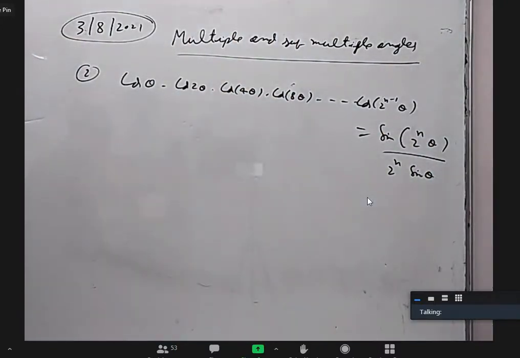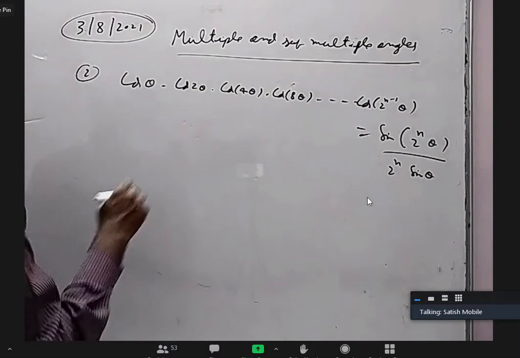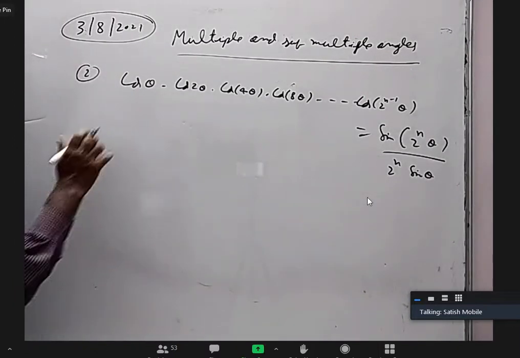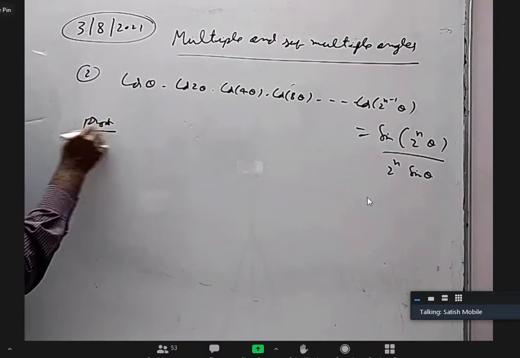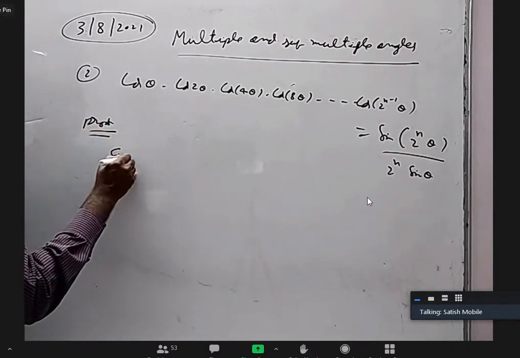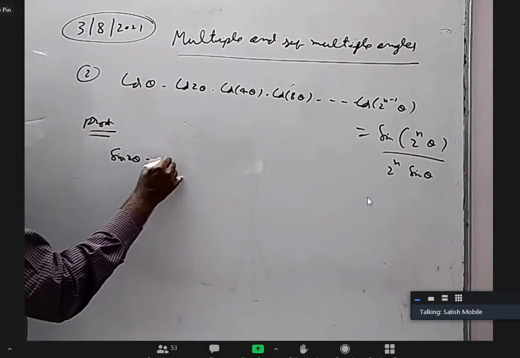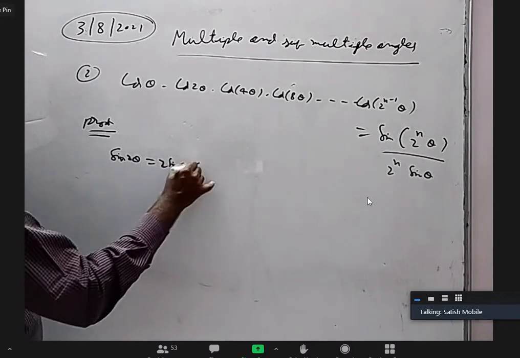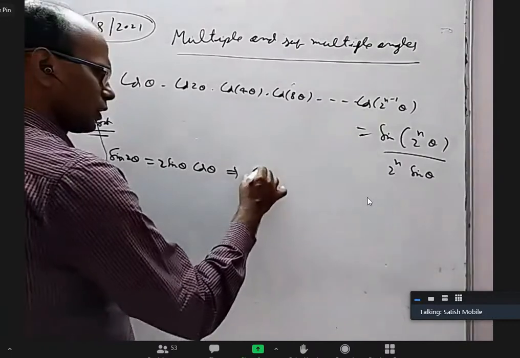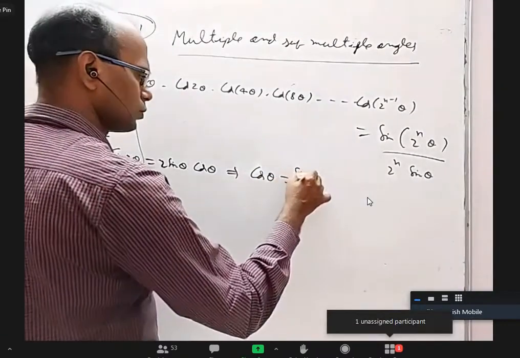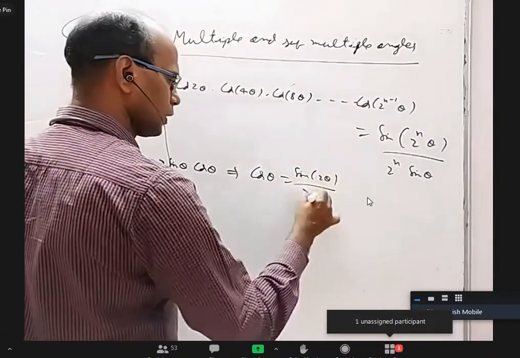Okay. Let me prove this. I'll write the proof in a short way. I explained one way, but the proof I'm going to write is slightly different. We know sin 2 theta is equal to 2 sin theta cos theta. I want to rearrange this formula as cos theta is equal to sin 2 theta by 2 sin theta.